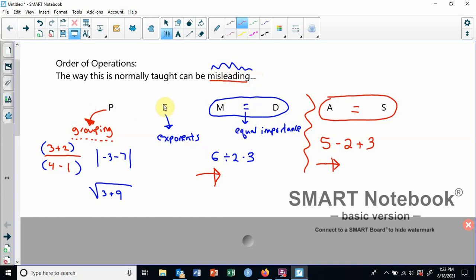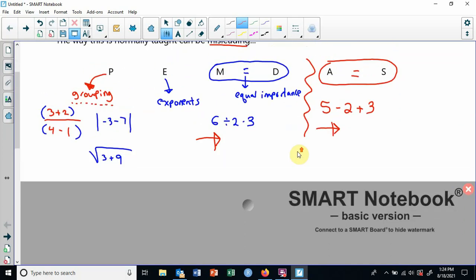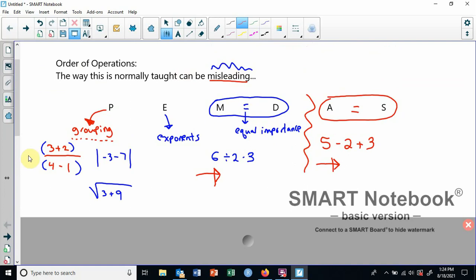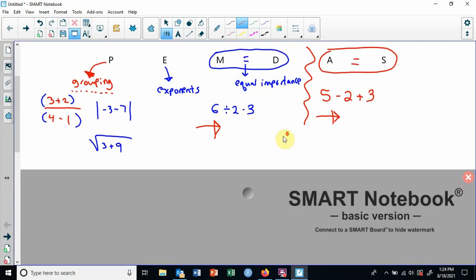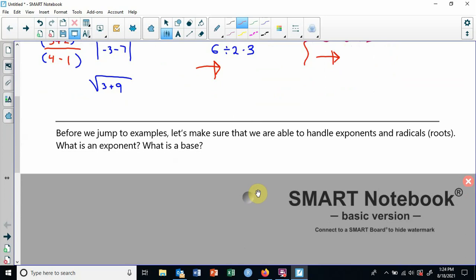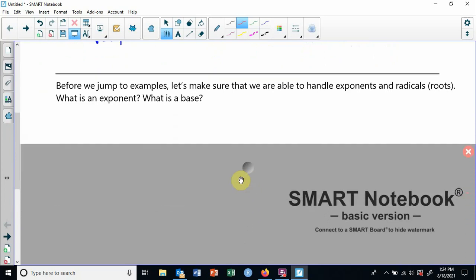So it's really four things: grouping symbols, exponents, multiplications, and additions. I can say it that way because remember, dividing is just multiplying by the reciprocal, and subtracting is just adding the opposite. So before we jump into doing some of these, let's make sure everybody can do an exponent really quickly. We're not going to ask you anything really hard, but you do need to be able to do some exponents.